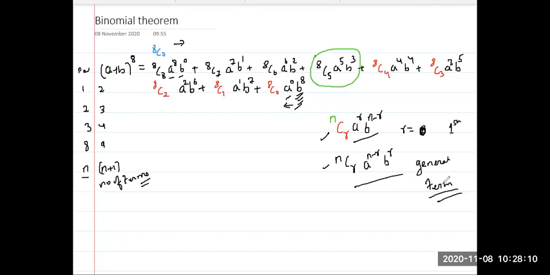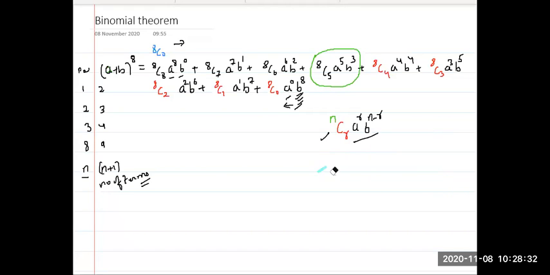Either I'm counting from this side or this side, or I'm just considering starting from a to the power 8, b to the power 0, or a to the power 0, b to the power 8. It doesn't matter. Now, suppose this is your term, and I want to find the fourth term. Now tell me, for the fourth term, what should be the value of r?